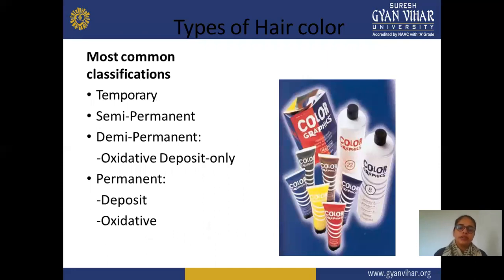And next is types of hair dye. According to type or requirement, these dyes are available in different types, and the most common dyes that we are using nowadays: first is temporary, second is semi-permanent, third is demi-permanent. In demi-permanent, we are including oxidative deposit only. And the fourth one is permanent. In this, deposit and oxidative both are included. So these are the four classes or four categories of dye: permanent, semi-permanent, demi-permanent, and temporary. According to your requirement, you can select any type of color or dye.